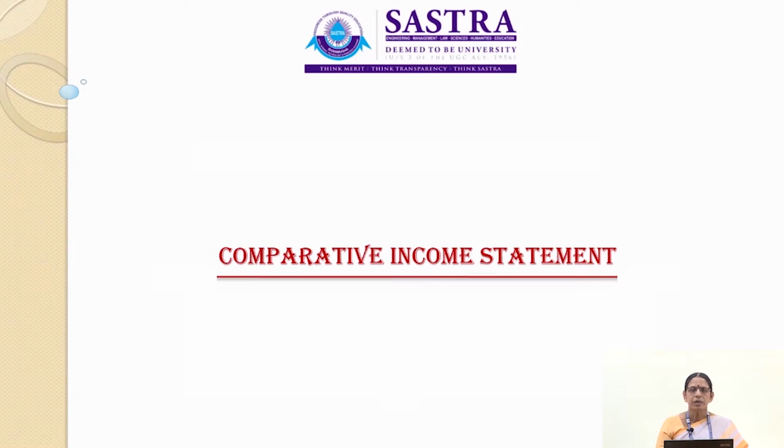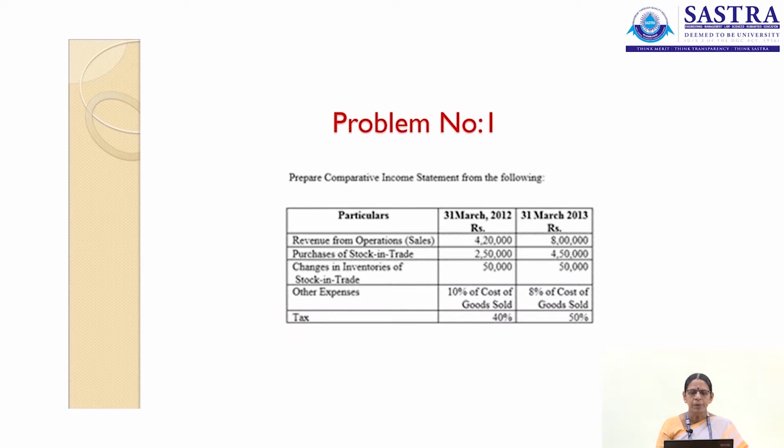Now we shall see comparative income statement. This comparative income statement is a horizontal analysis wherein we are going to compare a particular item over the years. We shall pass on to the problem number 1. Prepare comparative income statement from the following.